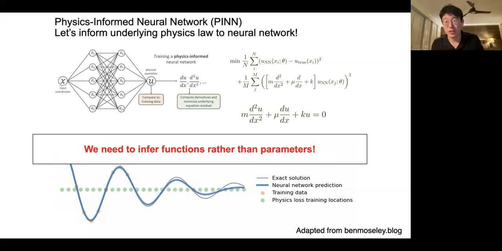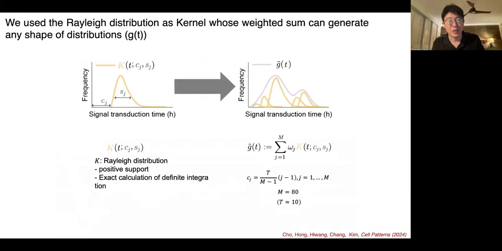But one obstacle was we need to infer the function g of t rather than some specific parameter of the system. So we were not able to use the PINN directly. We have to extend the original PINN to infer the function rather than the parameter. For this, we decided to use a kernel. Specifically, we decided to use the Rayleigh distribution as a kernel.